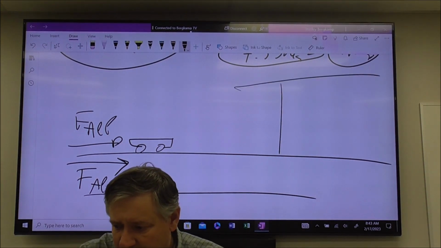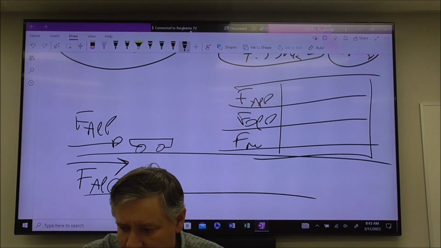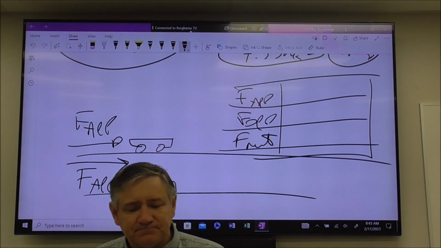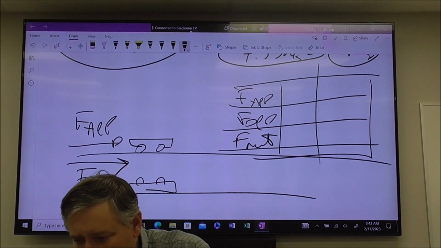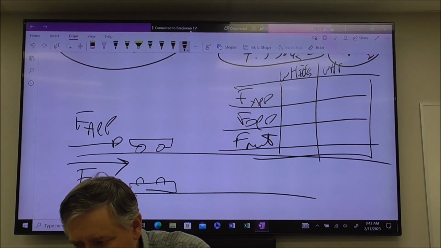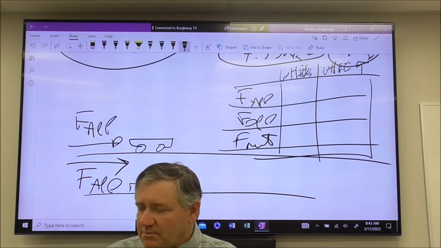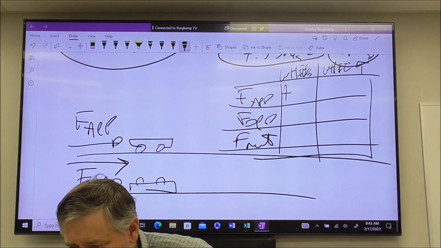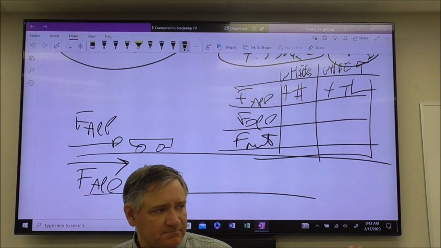I'm going to set up this chart. I'm going to have force applied, force opposing, force net. So I'm going to give this thing a push to make it move with the wheels down. And then this one is going to be with the wheels up, flipped over like this. So in both situations, I'm going to have the exact same applied force. That's going to stay the same on both of them.